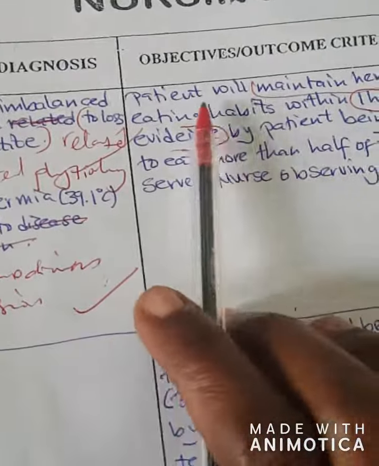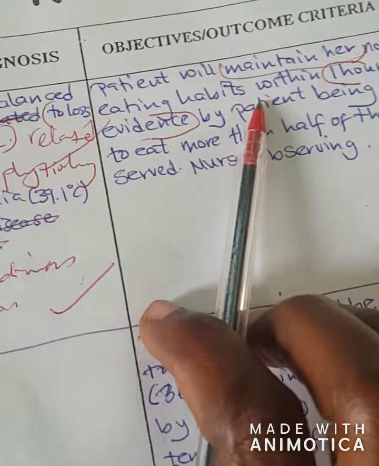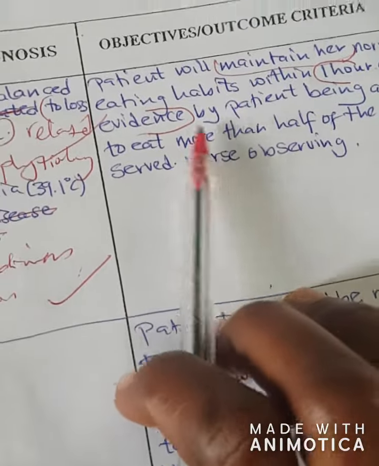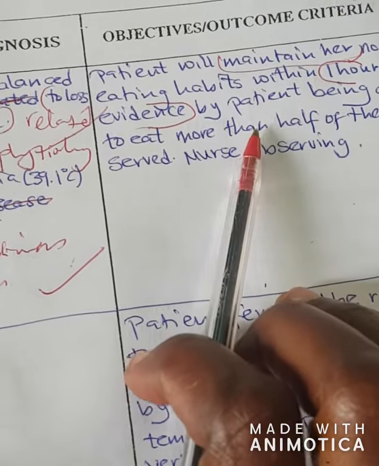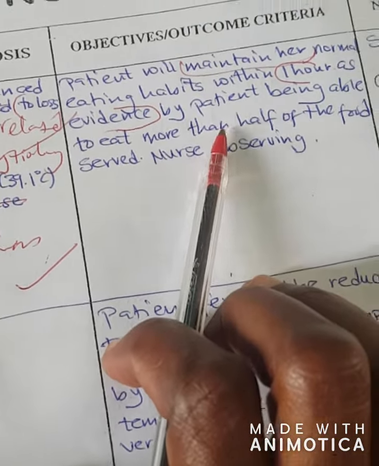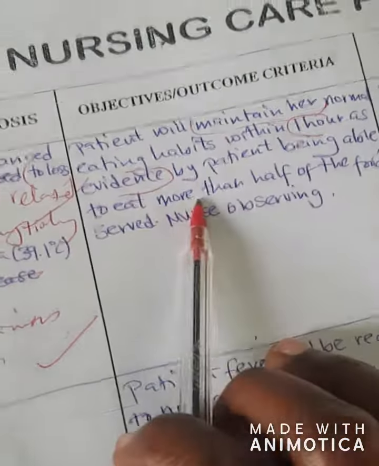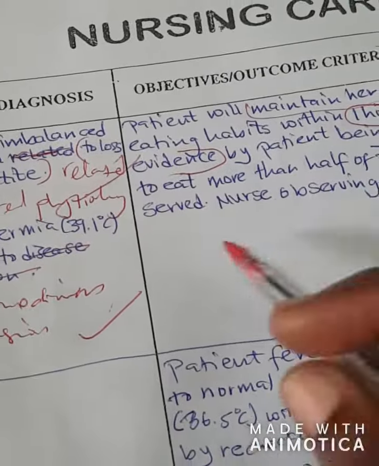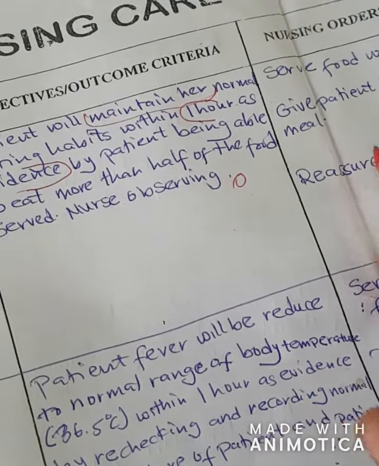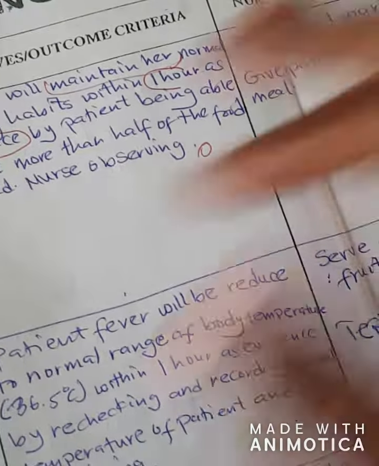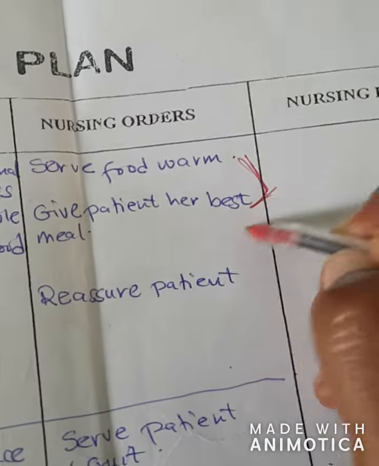So the correct one would have been: patient will have a balanced nutritional status at the time of discharge. Then, as evidenced by patient having an improved weight of about plus 5 kilos, and patient having a good skin turgor or something. So this one is wrong. Serve food warm, give patient her best meal, reassure patient. This and this can be marked as 1 point.